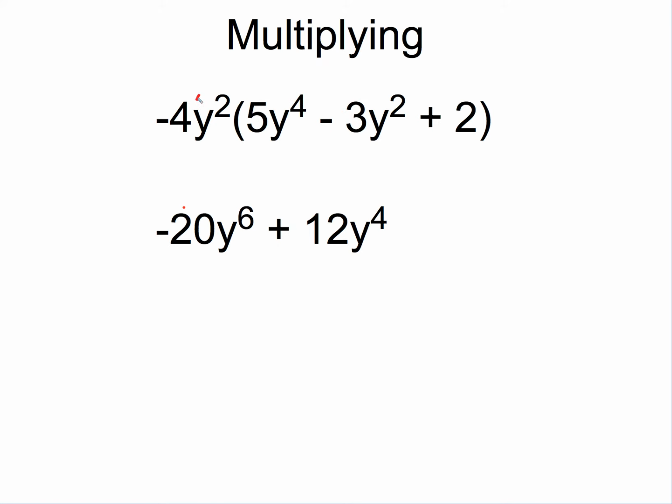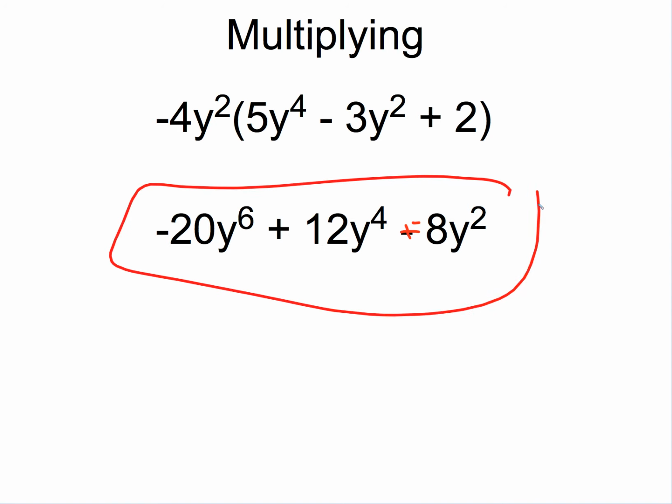And last, negative 4y squared times 2, all we have to do is multiply negative 4 times 2, which is negative 8, and then with the y squared. You could put minus 8y squared or plus a negative 8y squared. Both of these would be fine, but that's it. That's your final answer right there. All you have to remember is to multiply the coefficients, add the exponents.